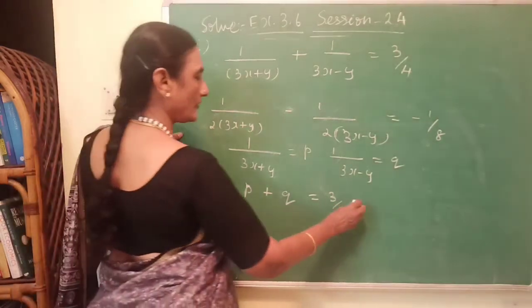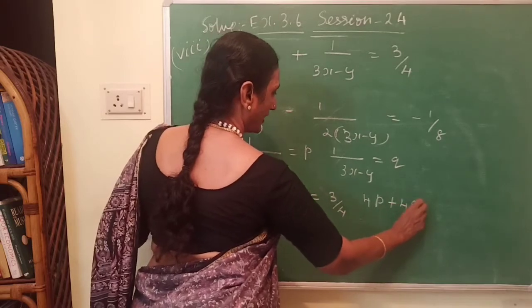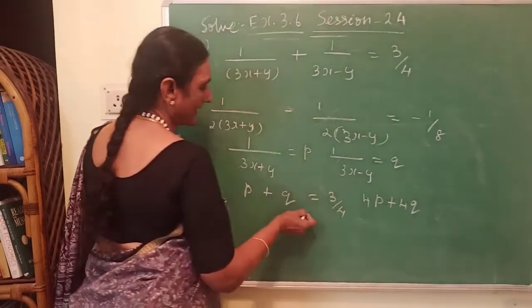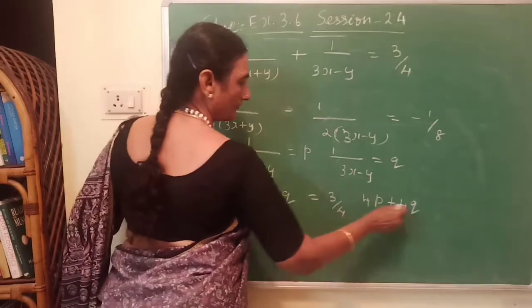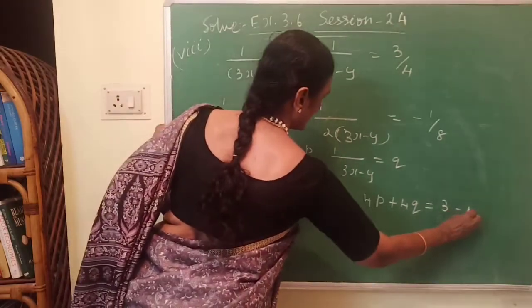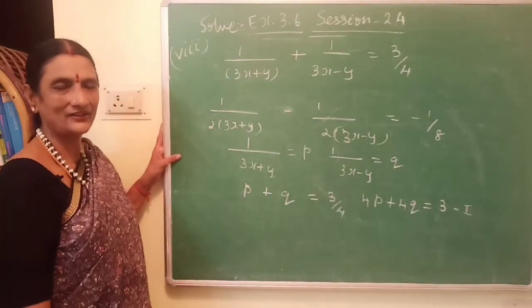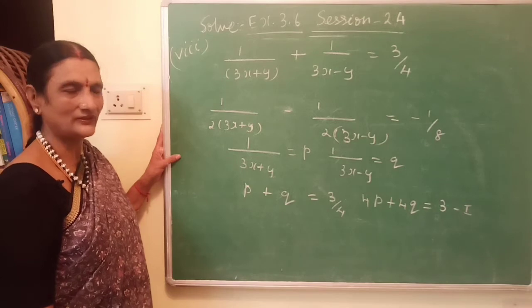Okay. So if you do so, you will get 4p plus 4q. Then what will happen? Into 4, if you put 4, the 4 and 4 will get cancelled. So you will get 3. So this we can take as equation 1. Are you understanding? Is it clear to you? Very clear to you? Shall we proceed further?